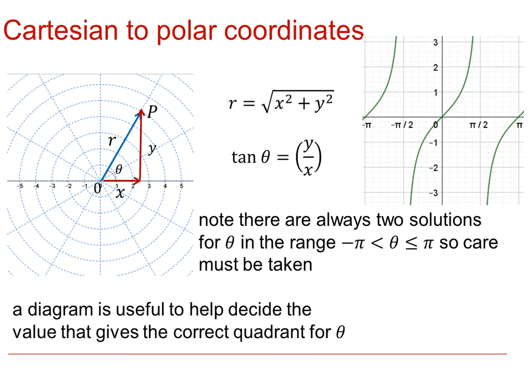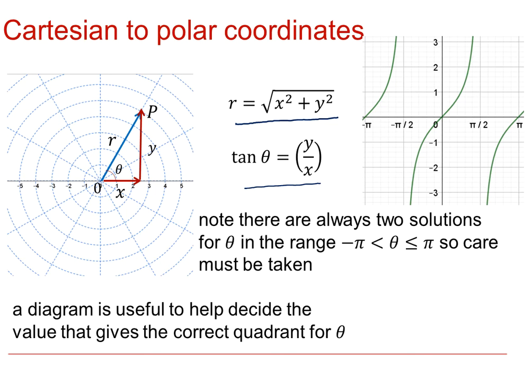When we're converting from Cartesian to polar coordinates, using Pythagoras on a right-angled triangle will give us that r equals the square root of x squared plus y squared, and tan theta, using our trig function knowledge on right-angled triangles, will be y over x. You will notice that this is what we use for writing complex numbers in modulus argument form.